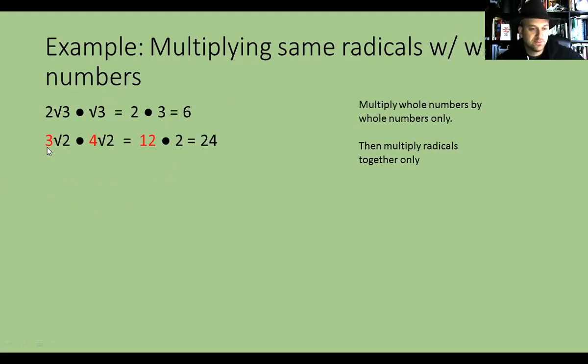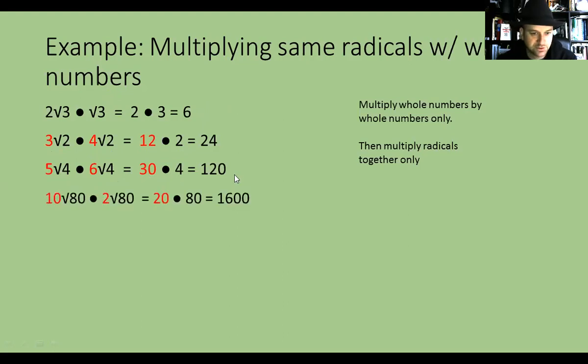All right, now in this problem, I tried to highlight it to help you guys see this better. So 3 times 4 is 12. Square root of 2 times square root of 2 is 2. And now we multiply these two numbers together. All right, so 5 times 6 is 30. Square root of 4 times square root of 4 is 4. Multiply those together, you get 120. Right, and the same thing would hold true even if the numbers are bigger, you still follow the same rules.